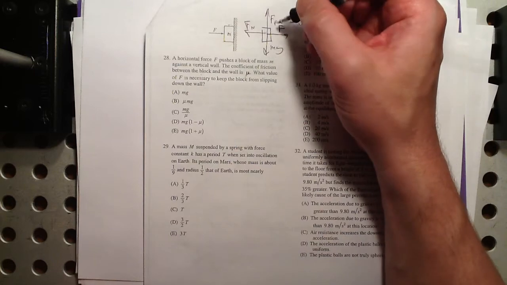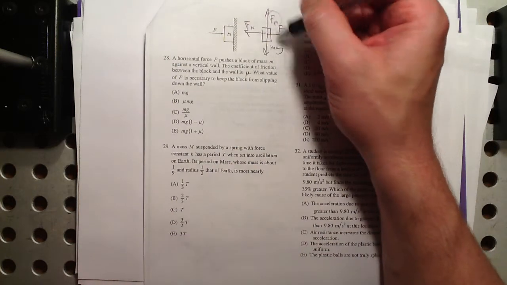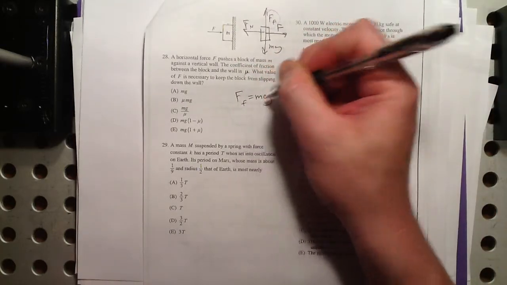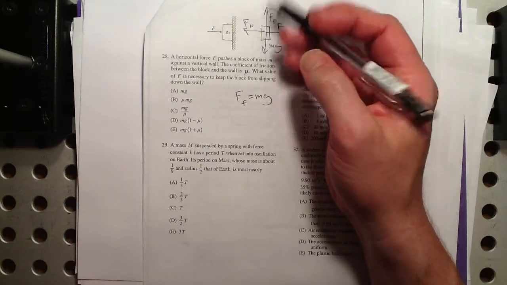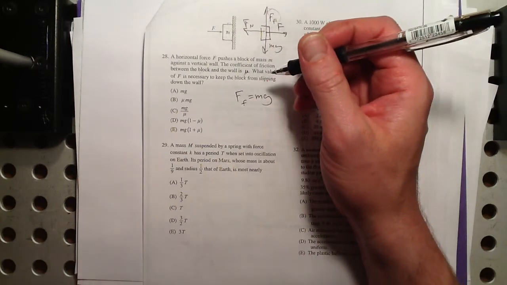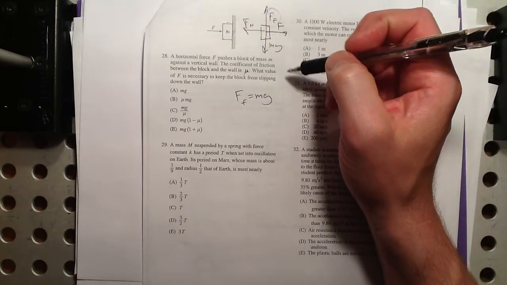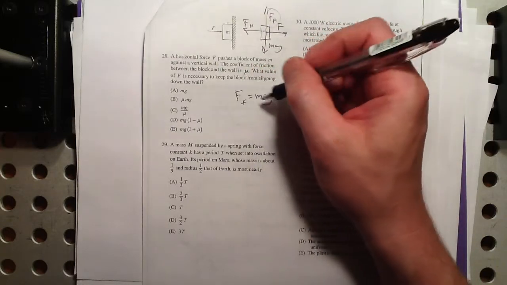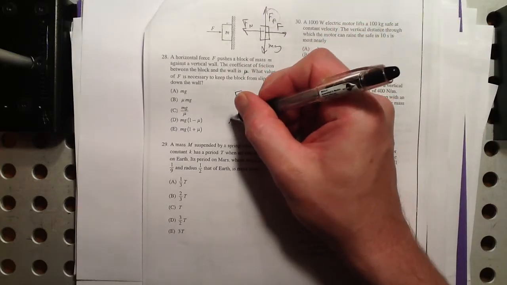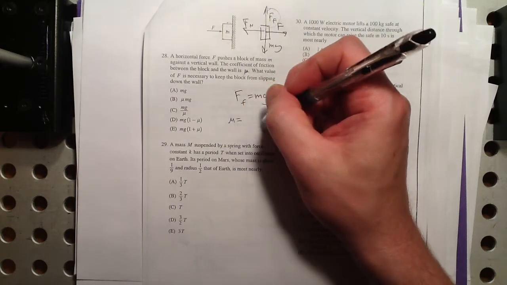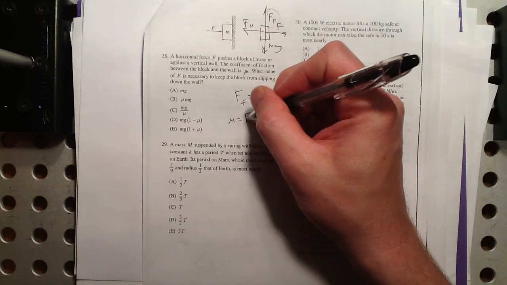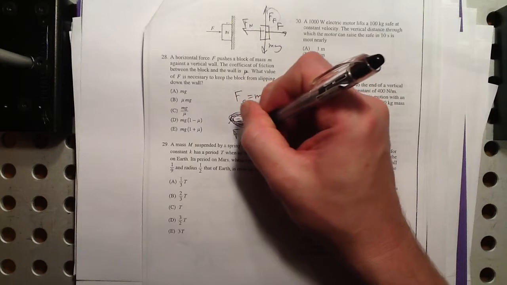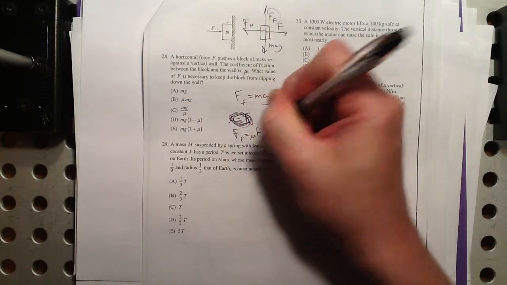So if we want to keep it from slipping, the frictional force has to match the gravitational force. It needs to at least match the gravitational force. If it's more, then that's great, then it's not going to fall. The frictional force is equal to mu times the normal force, right? Sorry, let me write what I was saying. Frictional force is equal to mu times the normal force.